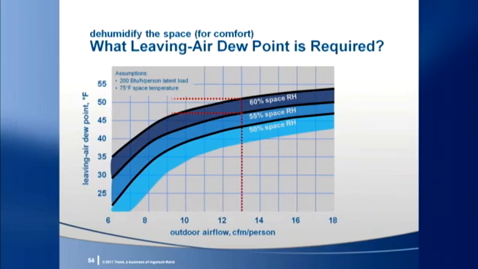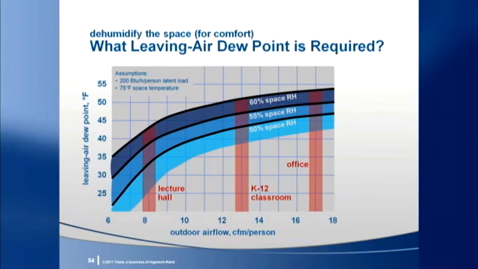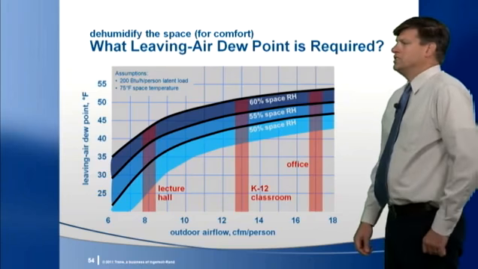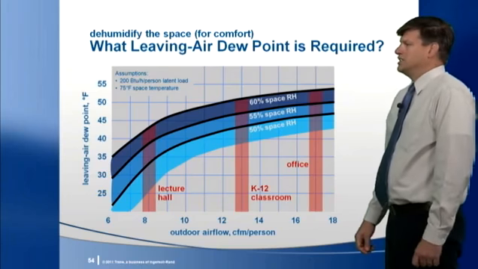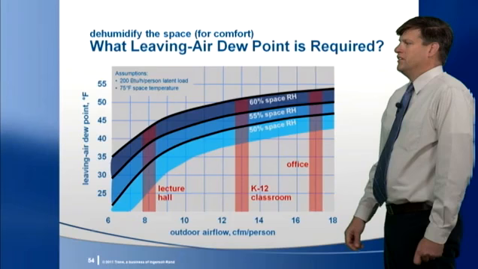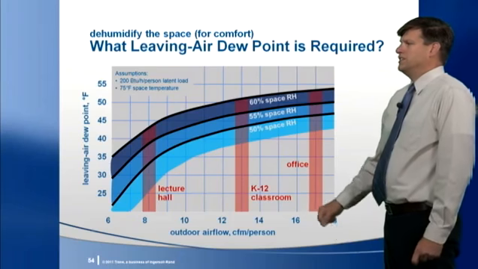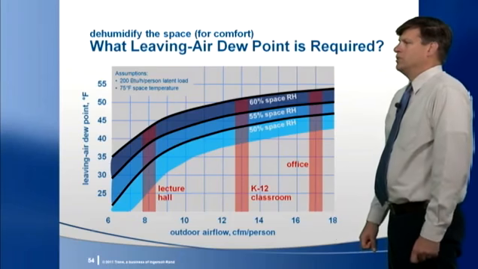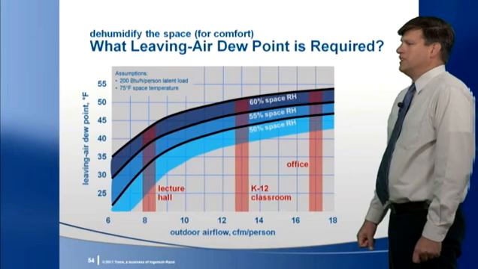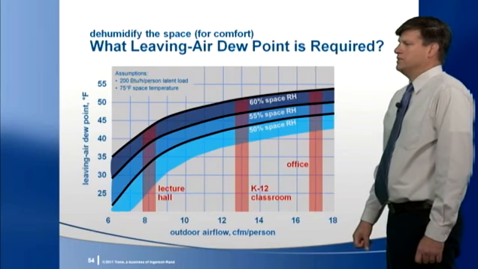Next, we can overlay the required ventilation rates for some typical applications. This gives us an idea of how dry the air needs to be. For an office using the default occupancy density suggested by ASHRAE 62.1, the ventilation rate would be around 17 CFM per person. With a 55% RH limit, the leaving air dew point of 50 or below may be needed.